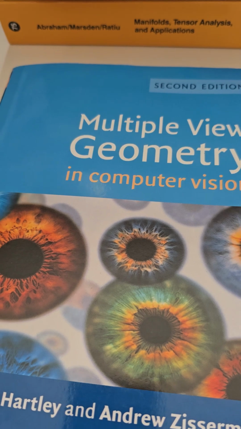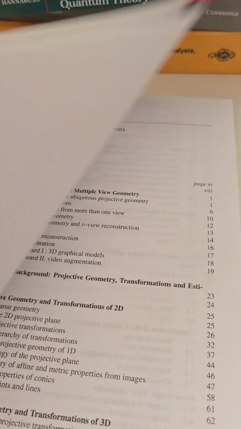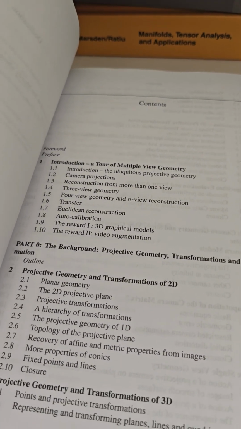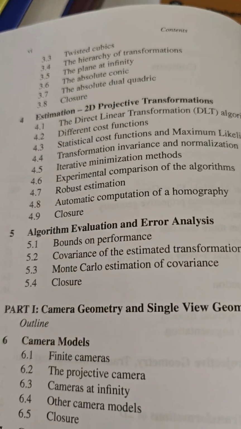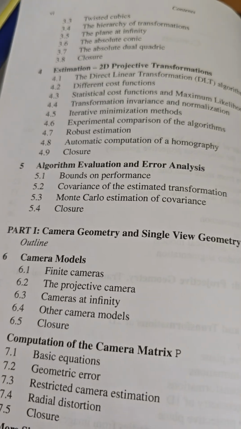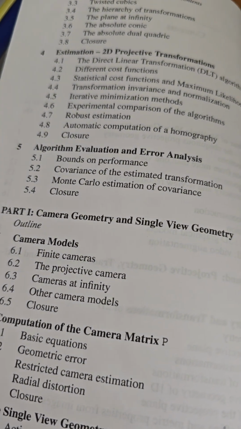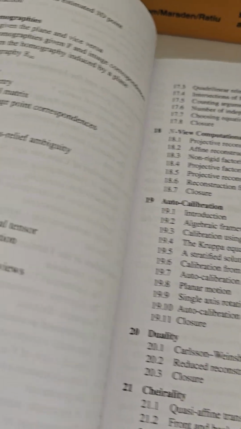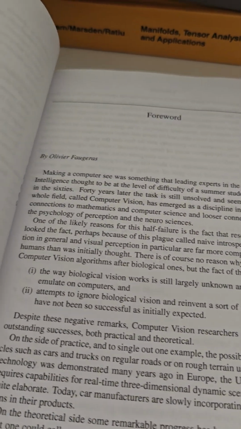Next we have this book, Multiple View Geometry in Computer Vision by Hartley and Zisserman. It starts with projective geometry and transformations of 2D and 3D, estimation, 2D projective transformations, algorithm evaluation, error analysis, and then it's part 1, camera geometry and single view geometry. Then we have part 2, two-view geometry. Three-view geometry is part 3. And then in part 4 we have n-view geometry. And then there are some appendices in part 5.